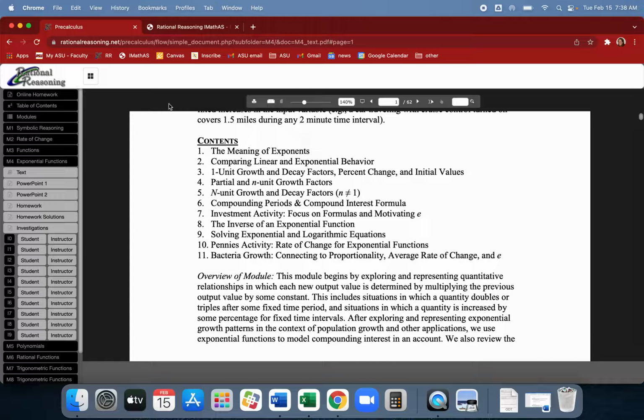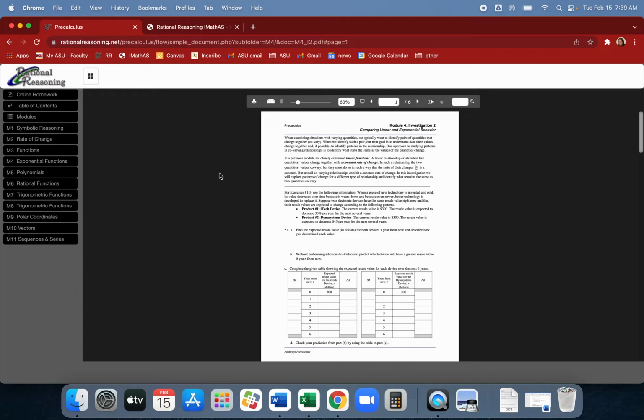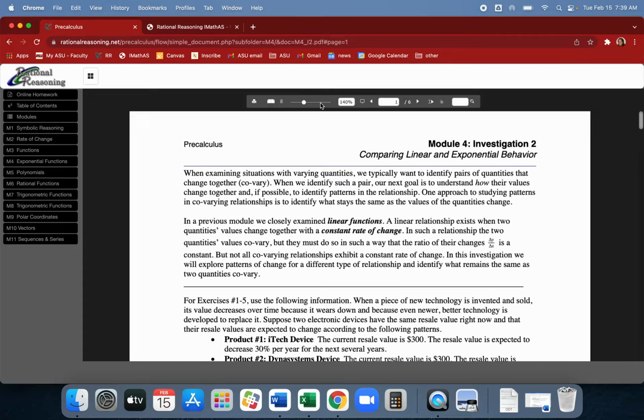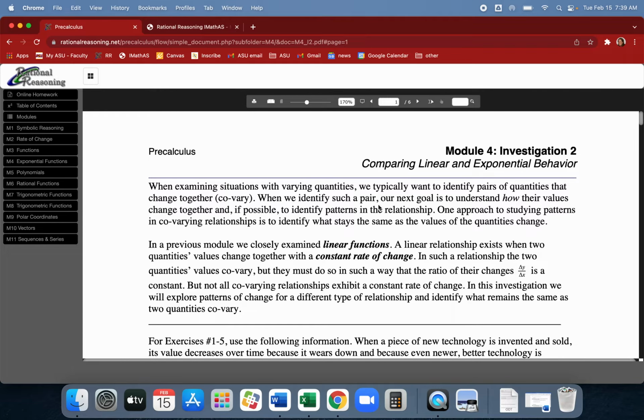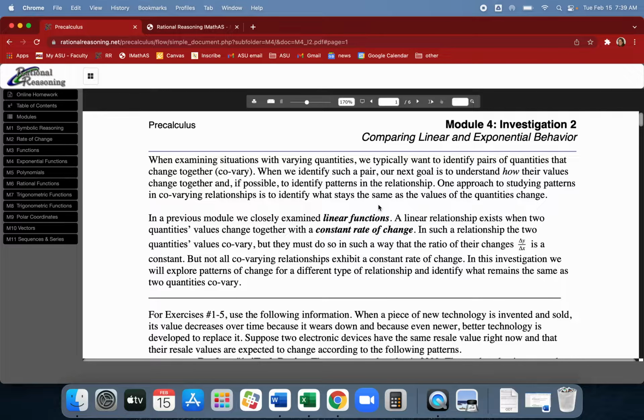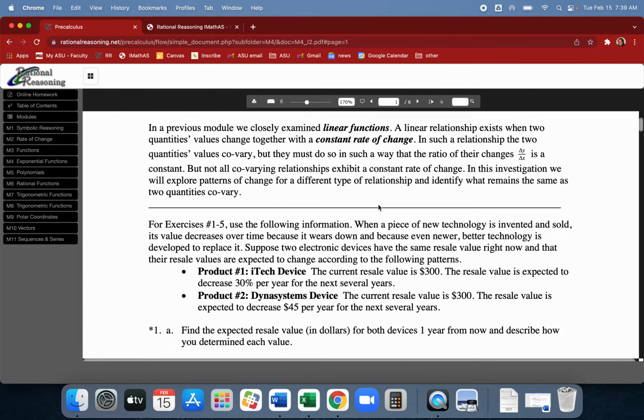So let's see, what I really wanted to get to in here though was the investigations. I want to look at module 4 investigation number 2. Not all of it, just a piece of it. Because, let's see, is this going to expand on its own? Apparently not. This is about comparing linear and exponential behavior.